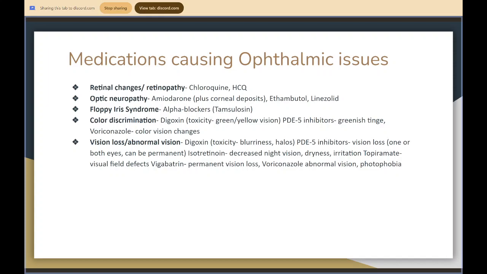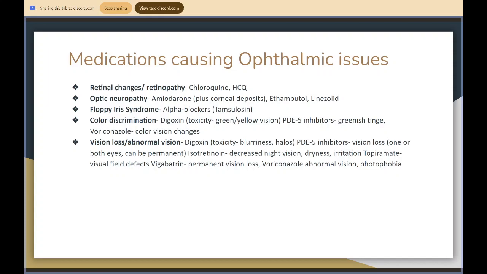Next, we have color discrimination. You see this with dig or digoxin. With toxicity, you'll see green. The patient will complain of green or yellow vision. With PDE5 inhibitors, a greenish tinge, and the antifungal voriconazole, you can have color vision changes.